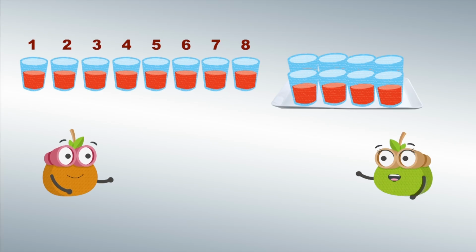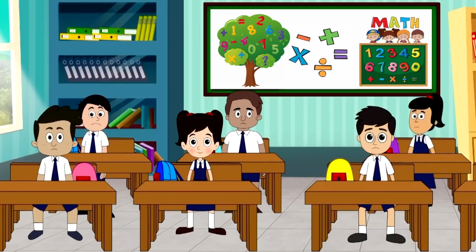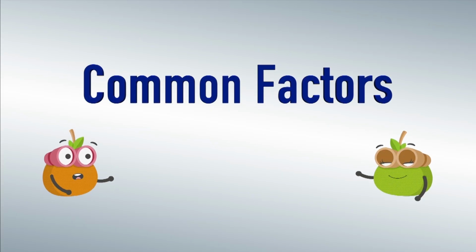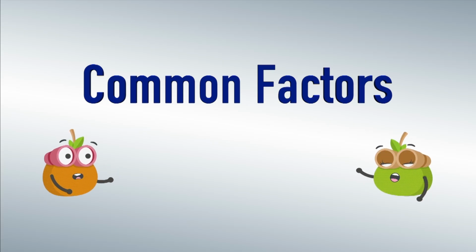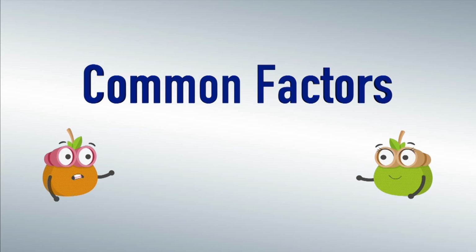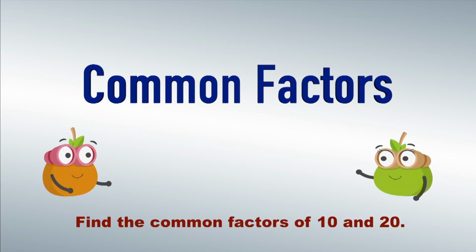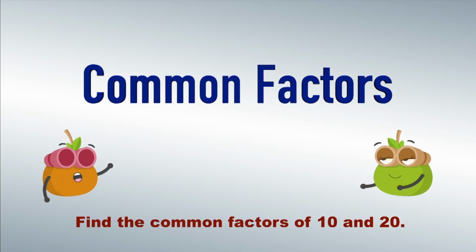Thank you, Whoopi. I understood it well. Common factors. Appy, do you know every number is a factor of itself? Yes, and 1 is the smallest factor of all the numbers. Good. Let's see how to find the common factors of 10 and 20.